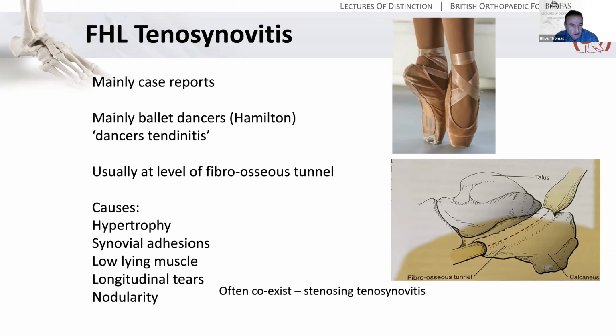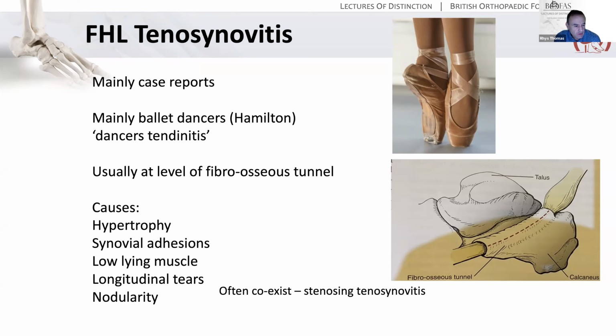The main symptoms tend to occur at the region of the fibro-osseous tunnel. It tends to be seen in dancers when they go up on point, so up on their tiptoes. One of the feelings as to why they get symptoms in this area is that's where the tendon is closest to the sustentaculum. It requires quite a lot of tension and force to maintain this position, and there's an impingement type of pain at that region.